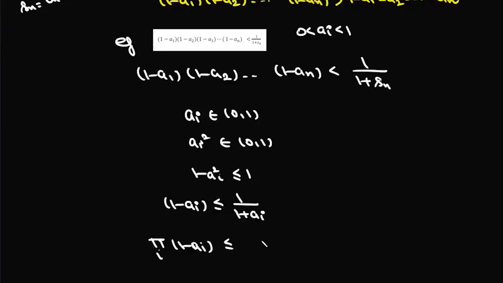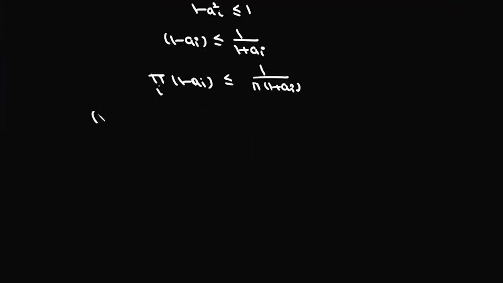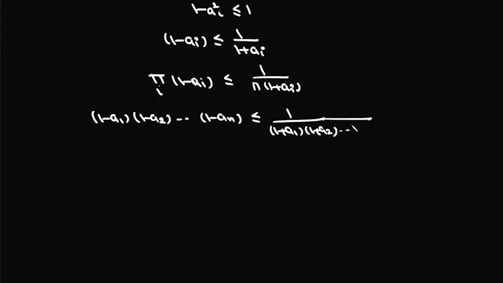then this product of 1 minus ai will always be less than this product of 1 upon 1 plus ai. So now we can write 1 minus a1 into 1 minus a2 up to 1 minus an will be less than or equal to 1 upon 1 plus a1 into 1 plus a2 up to 1 plus an.